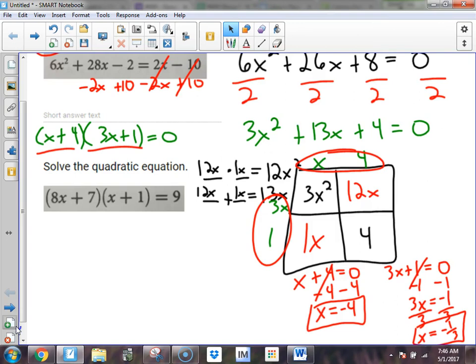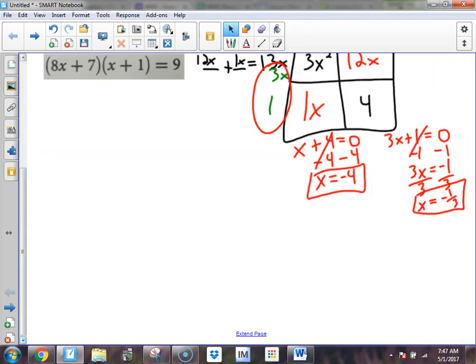This next problem is tricky, because it looks like the left side is already factored, right? It looks like, oh, I already have two things multiplied together, so shouldn't I just be able to set them both equal to 9 or set them both equal to 0 and solve? Unfortunately, that doesn't work. That only works when you have it equal to 0. This isn't the case.